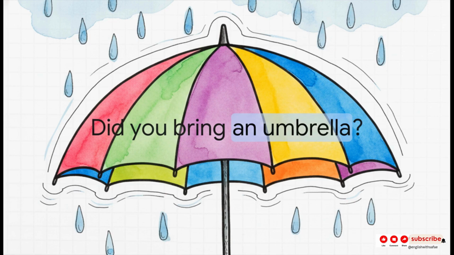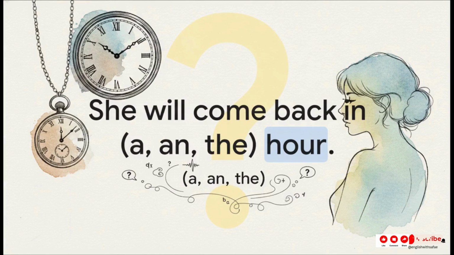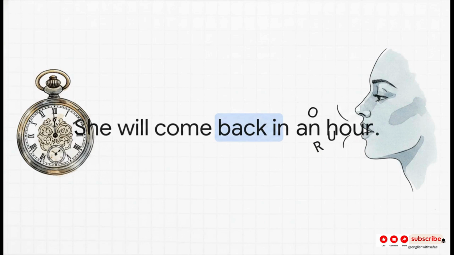It just flows perfectly. Okay, let's jump to a slightly harder one. She will come back in a, an, or the hour. This one is kind of tricky with the pronunciation, so pay super close attention to how that word actually sounds when you say it out loud. It's an hour. Now I know what you're thinking. Hour starts with the letter H, which is for sure a consonant. But the H is silent. It actually begins with an O vowel sound, hour. Because of that vowel sound, we absolutely have to use an. She will come back in an hour.